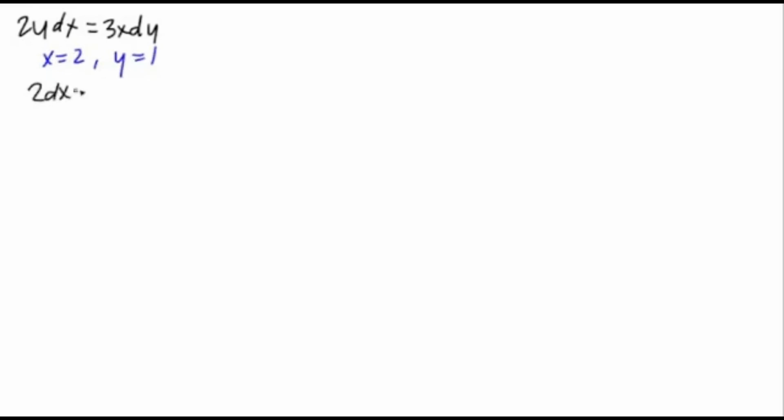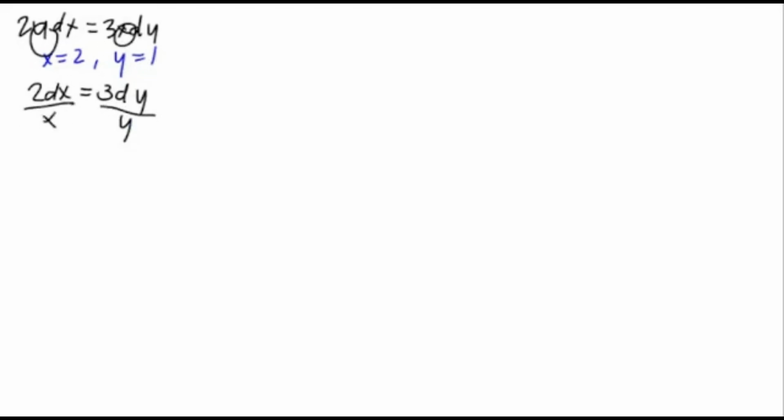So, ang problem natin is 2y dx is equal to 3x dy. May conditions na x is equal to 2 and y is equal to 1. So, first, separate na muna natin yung variables. So, magiging siyang 2 dx is equal to 3 dy. Yung y, magiging denominator nito. Yung x naman, magiging denominator nito.